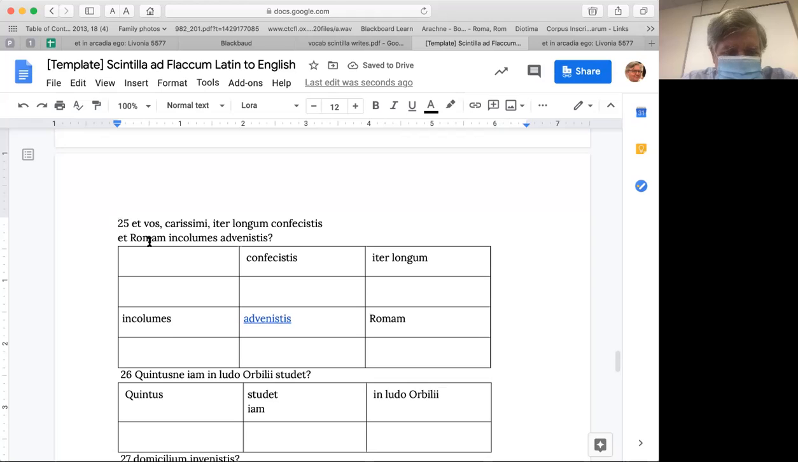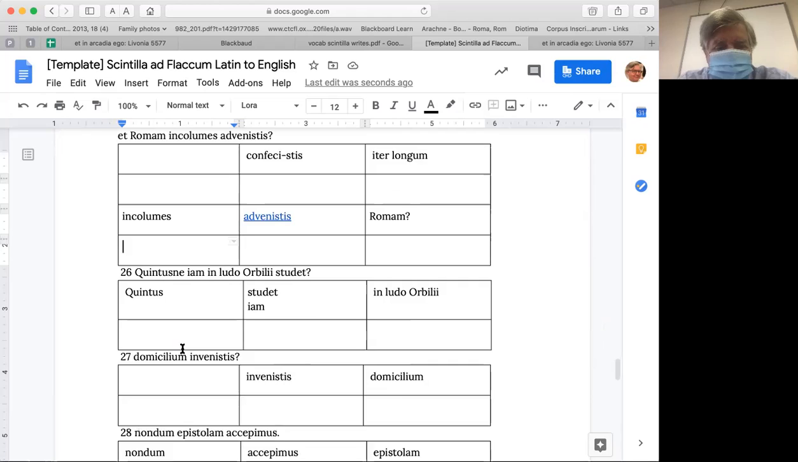So a two-part sentence, number 25. Et vos carissimi iter longum confecistis. So directly addressing these two. So the "stis" ending, you have completed. Your iter, that is the trip, which is longum. Incolumes advenistis Romam, question mark. So not "you have arrived," but you have arrived safe. And incolumes, you could just translate here, for this exercise, just translate it here. It's perfectly okay.